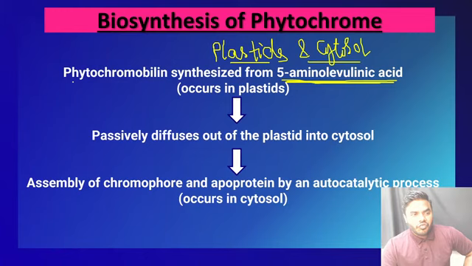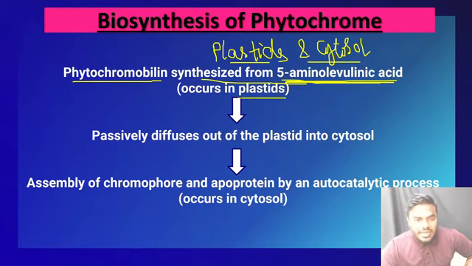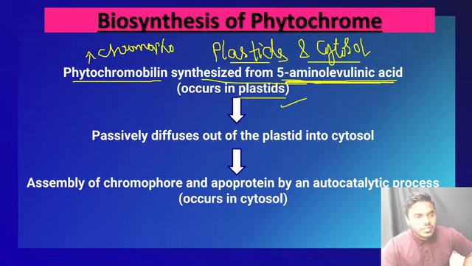5-amino-levulinic acid. Phytochromobilin is synthesized from 5-amino-levulinic acid. Where does it occur, friends? Of course, it occurs in the plastids. What is phytochromobilin? I told you, it is the one which is acting like a chromophore. So friends, the chromophore got synthesized, no doubt about it.